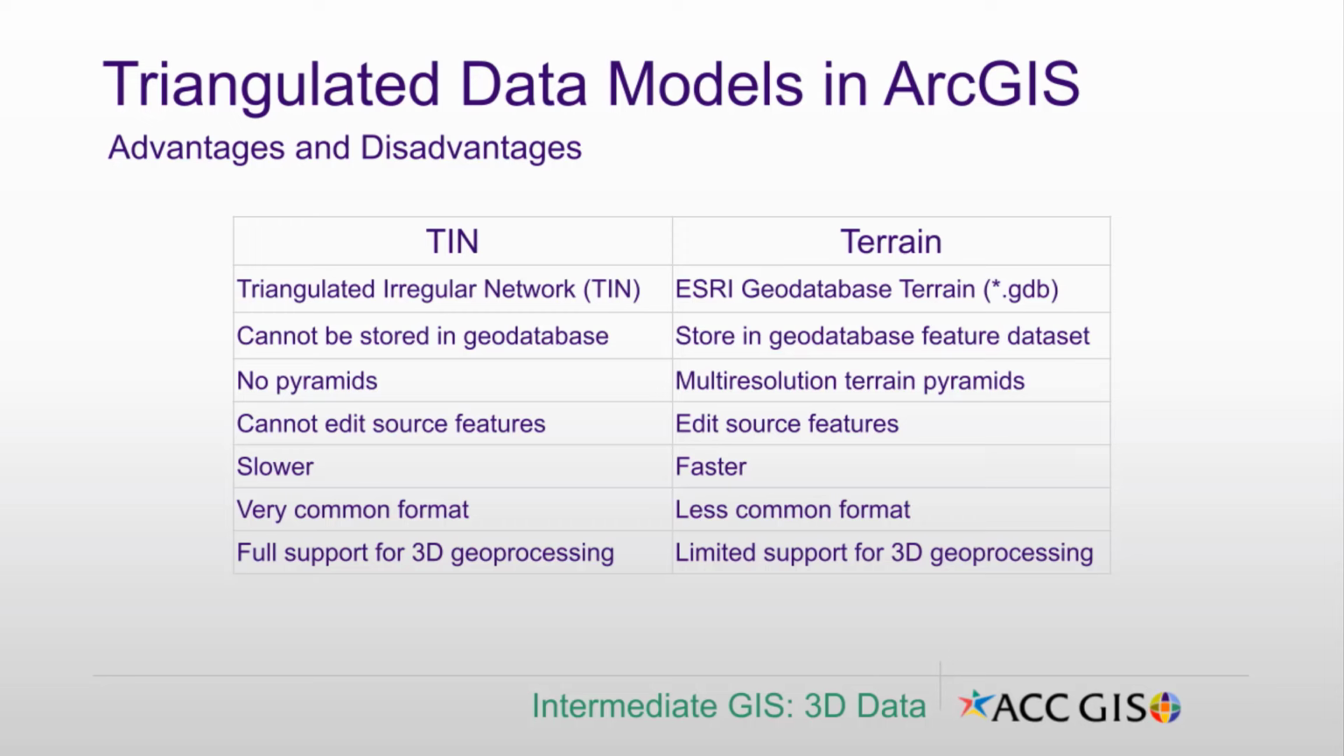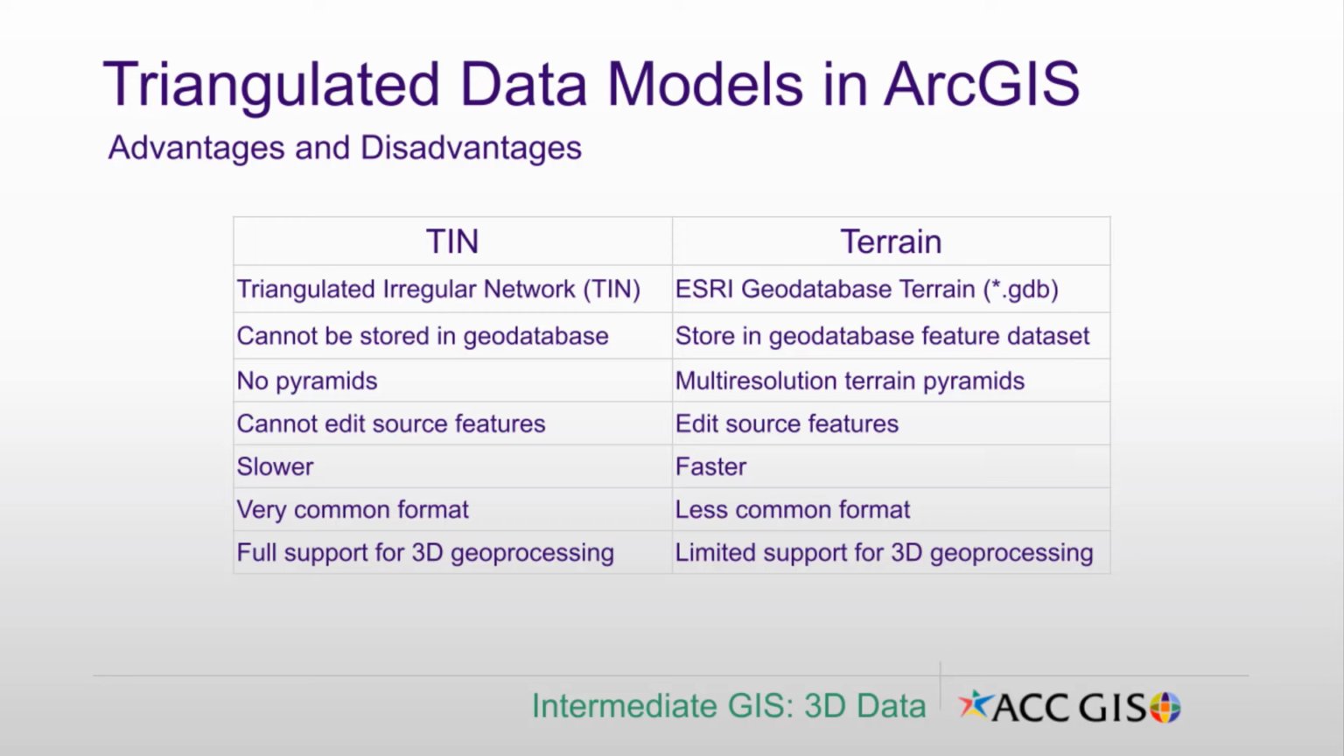Once you create a TIN, you cannot edit the source features. You would have to recreate the TIN from scratch. In a terrain, you can edit the source features and it will reconfigure your triangulated network. A TIN, especially a high resolution large TIN, has a lot slower performance than a terrain, which uses multi-resolution terrain pyramids and has a lot faster performance.